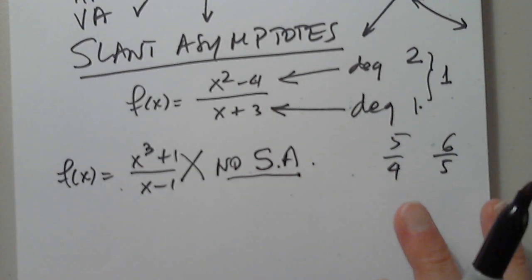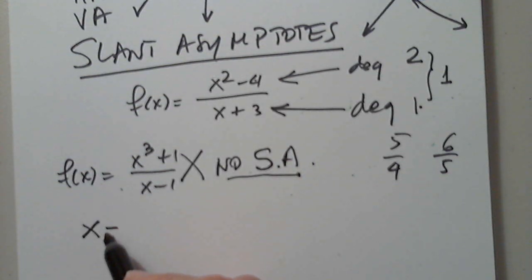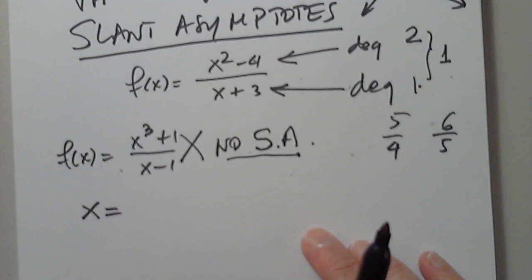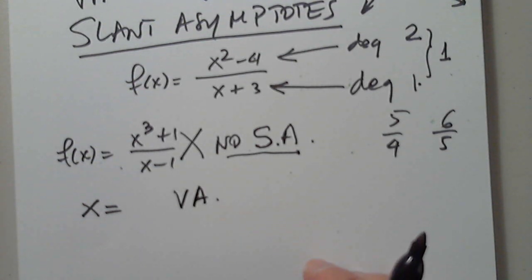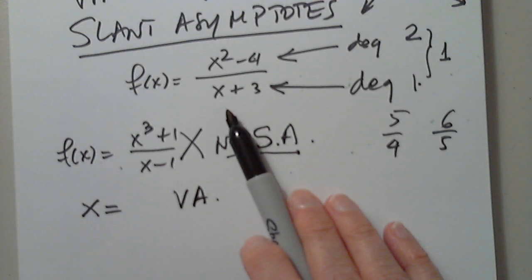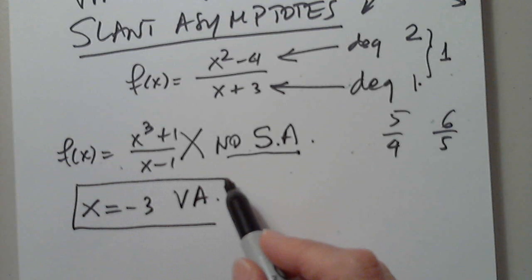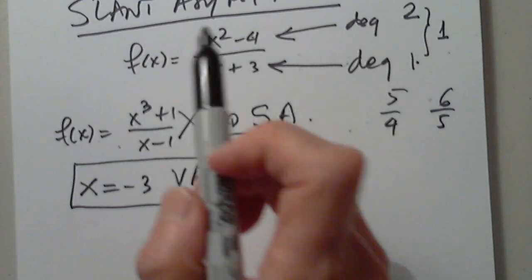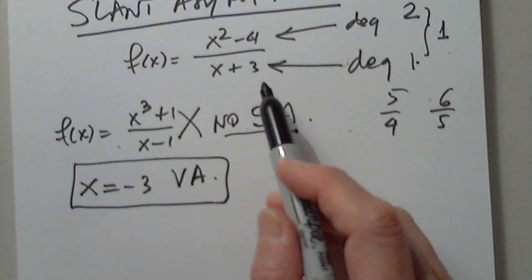Fine. So can anyone tell us quickly what is the vertical asymptote of this function? -3. Yes. Very good. Thank you so much. Okay. Now we want to find the slant asymptote. So this function has a slant asymptote.